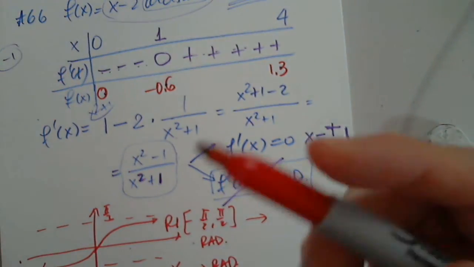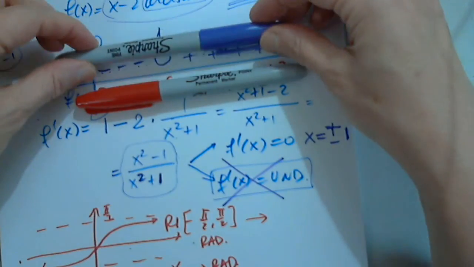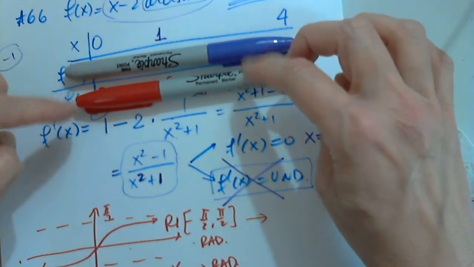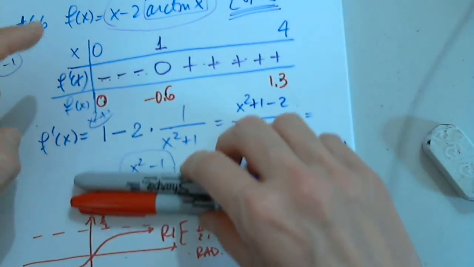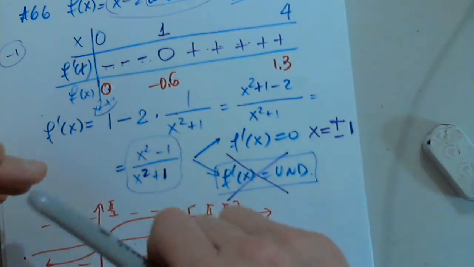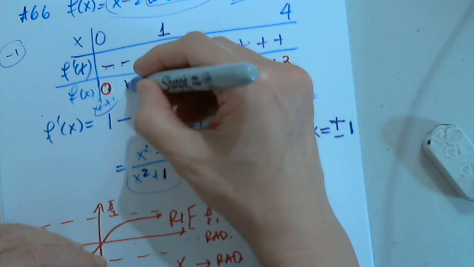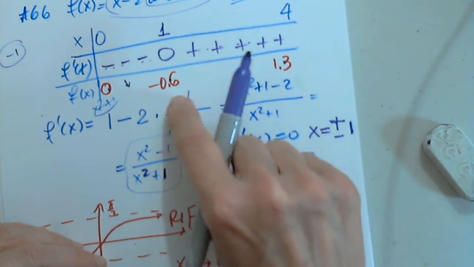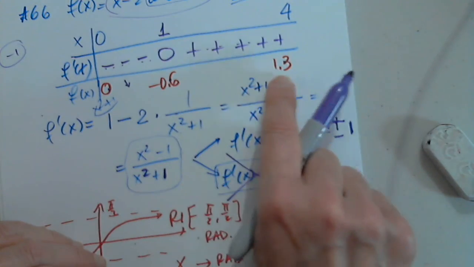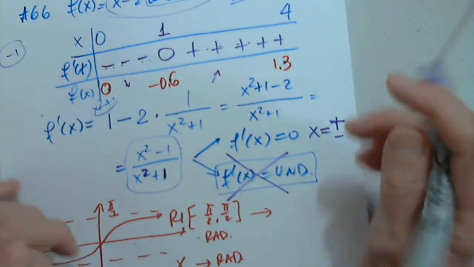So now this is the moment of truth between these two. This is when I make sure that they work in sync together well. Okay, from 0 to negative 0.6, what does the function do? It decreases, and that's what the first derivative is telling us. From negative 0.6 to 1.3, the function is increasing, and that is true.